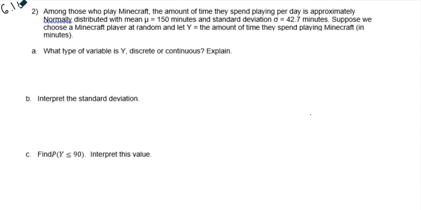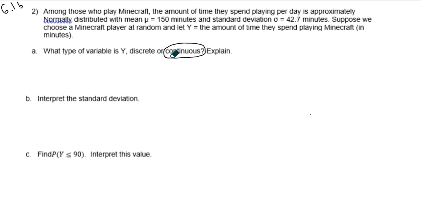Okay, so we have a Minecraft question here for our example number 2. Among those who play Minecraft, the amount of time they spend playing per day is approximately normally distributed with a mean of 150 minutes and a standard deviation of 42.7 minutes. Suppose we choose Minecraft players at random and let y equal the amount of time spent playing Minecraft in minutes. What type of variable is y? Well, the amount of time spent playing Minecraft can be continuous. That's going to be continuous.